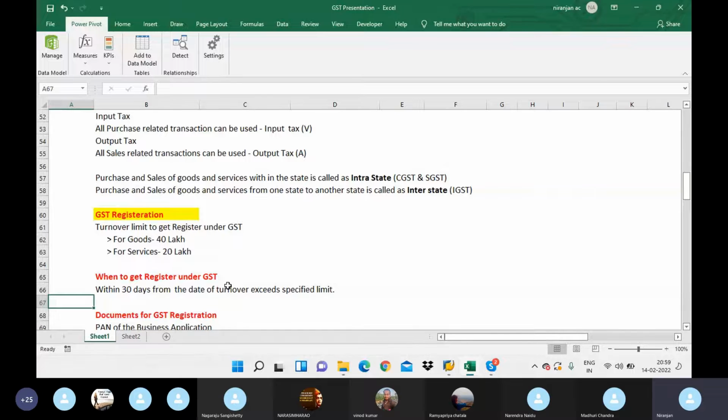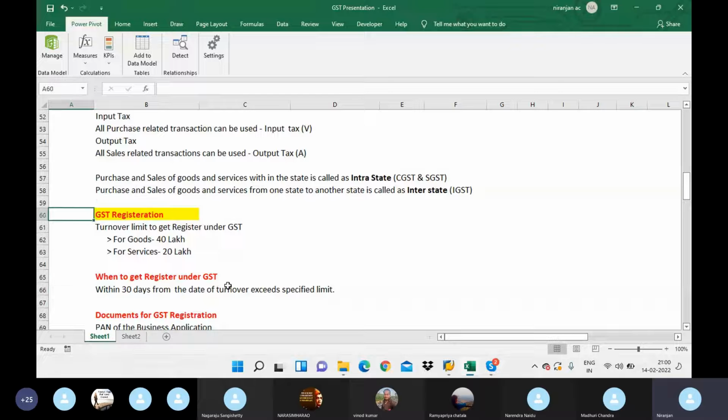And purchase and sales of goods from one state to another state is called interstate, and IGST is applicable. And purchase and sales of goods and services within the state is called intrastate, and CGST and SGST are applicable.